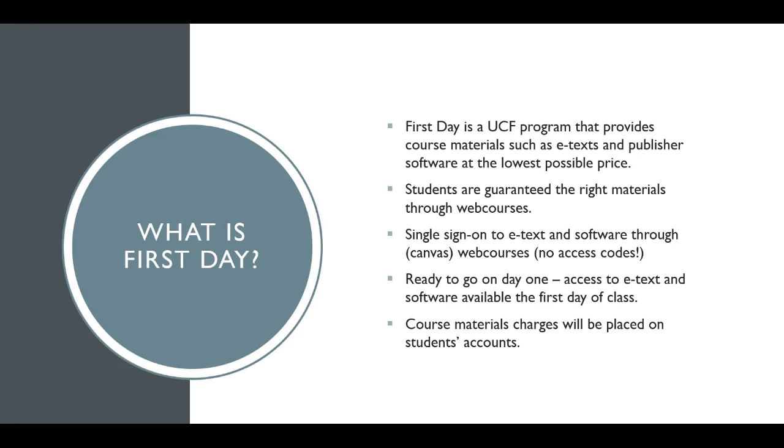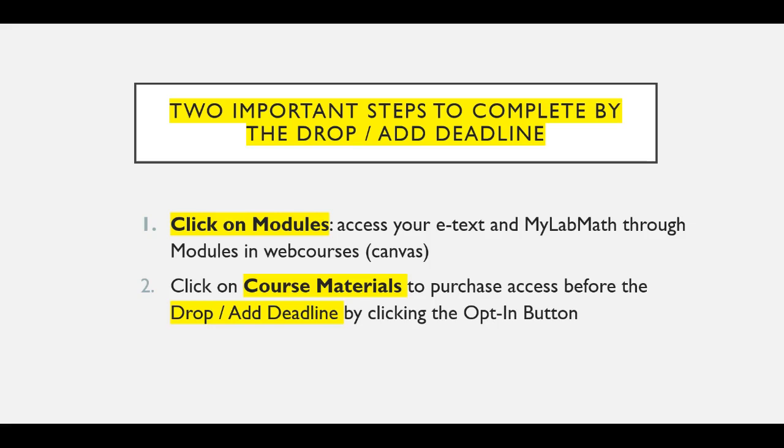You'll access both the e-text and software directly in Canvas or web courses. There's no access code required. There are two really important steps to complete by the drop add deadline, and this comes up super fast, so please pay attention and make sure you, number one, click on modules. This is how you're going to access the e-text in MyLab Math, which is being used by your instructor for assignments. And also, number two, be sure to click on course materials. This is where you'll opt in to purchase access to MyLab Math and the e-text at a very discounted rate as long as you do so before the drop add deadline.